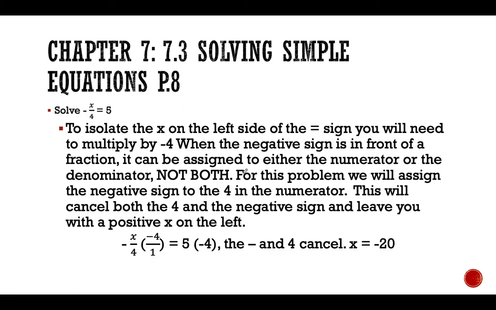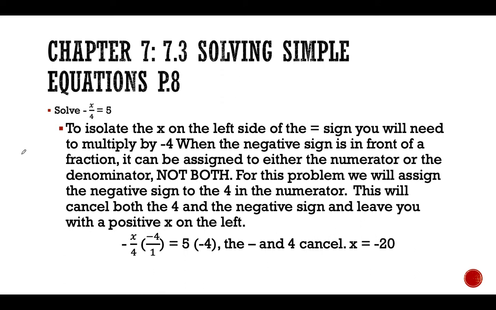To isolate the x on the left side of the equal sign, you will need to multiply by negative 4. When the negative sign is in front of a fraction, it can be assigned to either the numerator or the denominator, but not both. We can choose what we want to assign it to. So for this problem, we're going to assign the negative sign to the 4 in the numerator. This will cancel both the 4 and the negative sign and leave you with a positive x on the left.